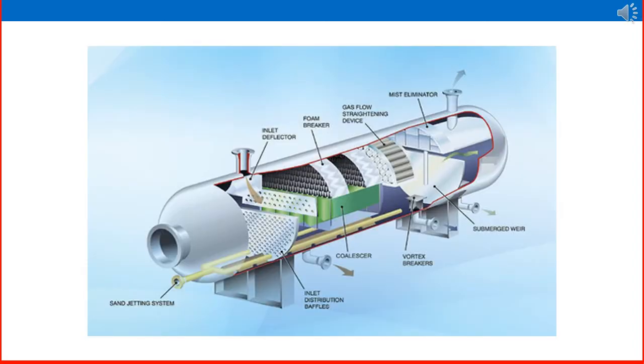The picture clearly explains this, a half-cut picture showing the various internals. Some of them we discussed, some not. It's a typical example of how the internals are arranged in the separator. If you are working on site, or get the chance when a separator is opened, go and see how it is. It will be a good experience. So inlet deflector is there, foam breaker is there, straightening vanes or another straightening device is there, mist extractor is there, another type of weir is there, vortex breaker is there, and inlet distribution baffles are there.